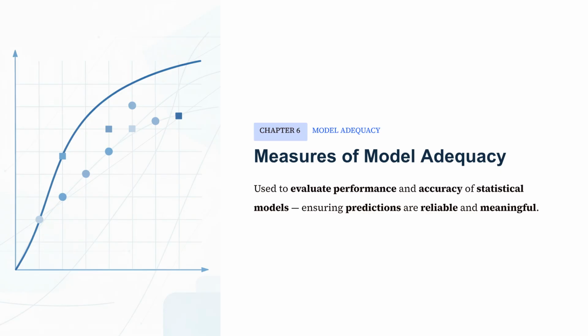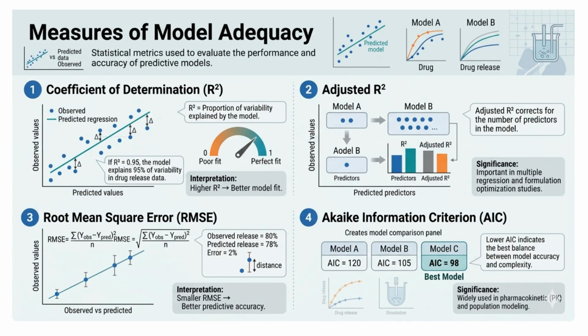Chapter 6 introduces measures of model adequacy. These measures evaluate the performance and accuracy of statistical models, ensuring that predictions are reliable and meaningful in pharmaceutical research. Model adequacy measures include the coefficient of determination, or R-squared, and the standard error of regression. R-squared measures the proportion of variance explained by the model, while the standard error estimates the average distance between observed and predicted values.